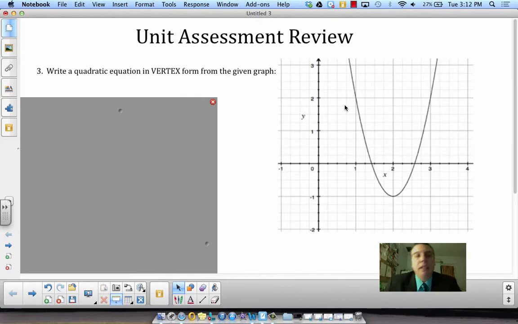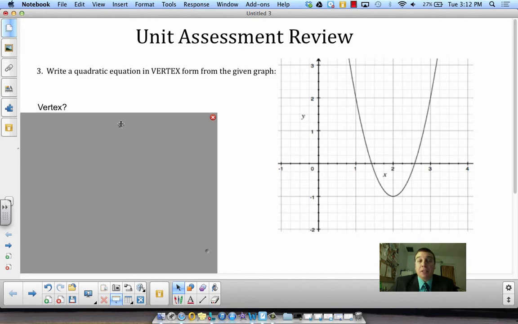Number 3. So we've got write the equation in vertex form for this graph that we have over here. So vertex form, again, I've got to remember what vertex form looks like. So it's y equals a times, then in parentheses, x minus h squared plus k. So I need to find the vertex.